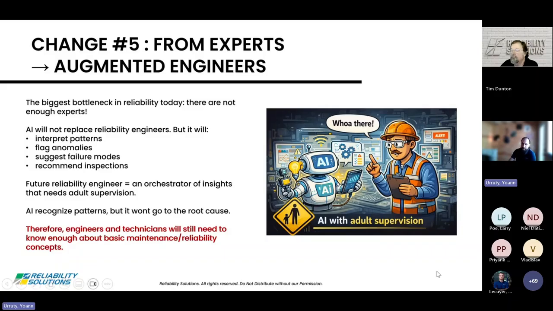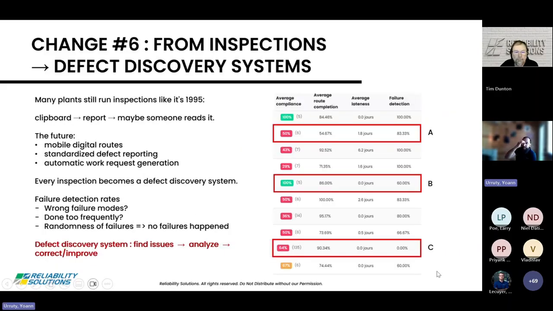Yes, sir. Change number 6 from inspections to defect discovery system. Let me explain to you what we see here on the right of the screen. It is a list of routes, visual inspection routes, or mechanical routes, or operator rounds, if you will.